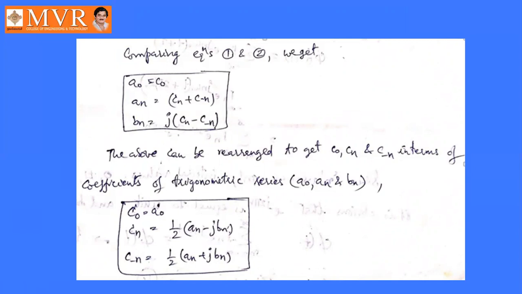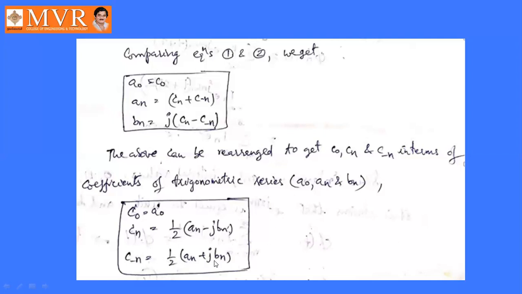in terms of the coefficients of the trigonometric series a naught, a n, and b n, as c naught equal to a naught. By adding these two, a n plus b n is equal to Cn plus C minus n plus j into (Cn minus C minus n). From that, we can extract by adding and subtracting a n and b n so that we can get cn equal to half of (an minus j bn) and c minus n equal to half of (an plus j bn).